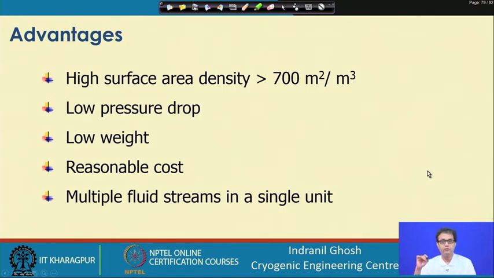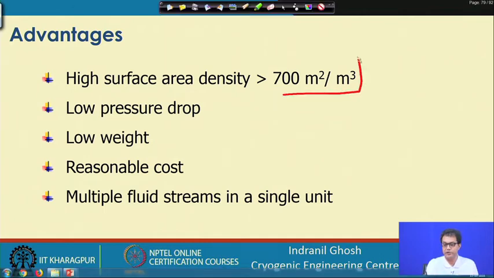Now, what are the advantages of this particular type of heat exchanger? The advantage of the brazed aluminum plate fin heat exchanger, as we have discussed earlier, is that it is a compact heat exchanger. It has a very high heat transfer surface area density, and most of the time it is more than 700 square meters per cubic meter. That means we get very good compactness.